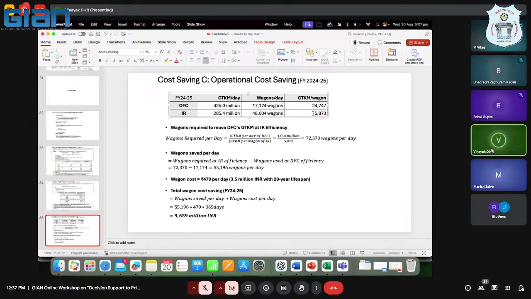Does that make sense what I'm saying? Yeah. So you were only carrying 5,873 ton-kilometers per wagon on the Indian railways, as opposed to 24,747, just because the speeds were larger. And you need a much smaller number of wagons because of that. Speed will increase, travel time will always decrease. Exactly.